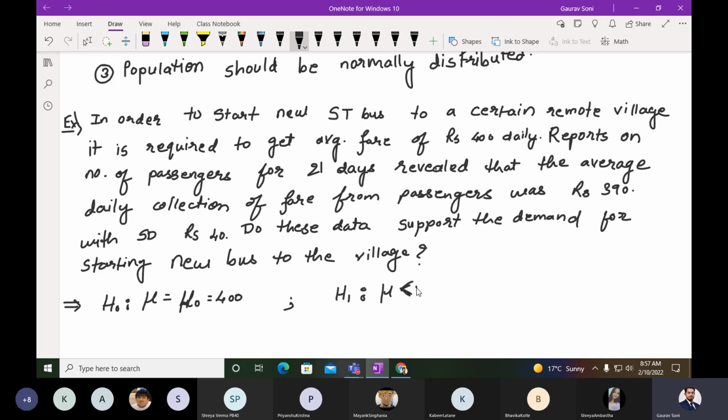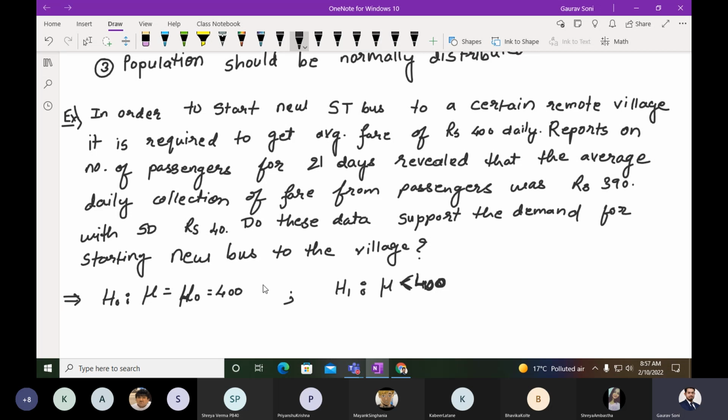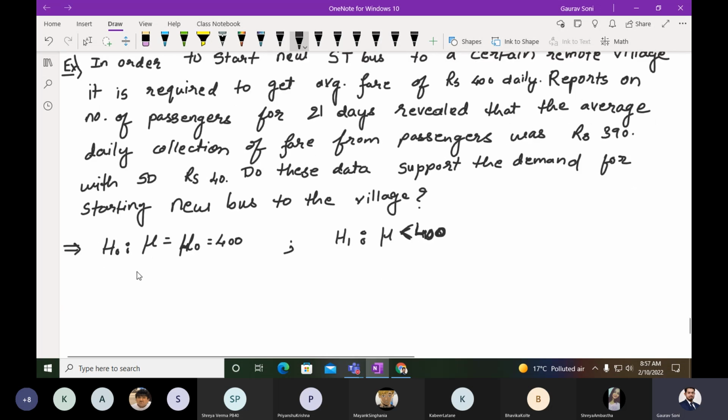So this is a one tail test, and the left hand side tail is required. So the alternative hypothesis is this. By our t distribution formula, what is our t distribution formula? T distribution with n minus 1 degrees of freedom is X bar minus mu naught divided by s upon under root n.